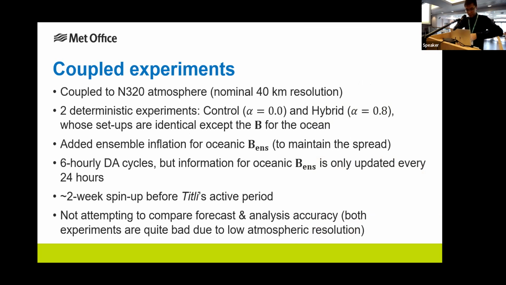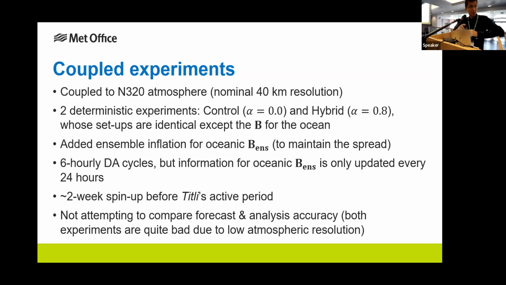So I'll briefly talk about the coupled experiments. The ocean is now coupled to a rather low resolution atmospheric model. And we do two deterministic experiments. So a control experiment with no ensemble contribution in the DA in the ocean, and also a hybrid experiment. And the setups are identical apart from just the B matrix for the ocean. And we add some ensemble inflation for the oceanic BNs just to maintain the spread.